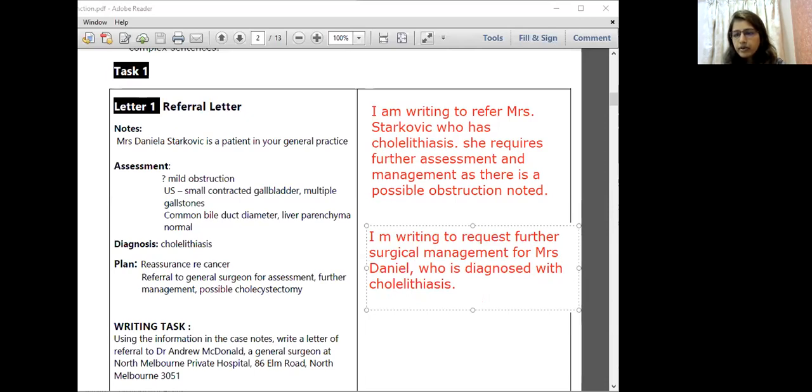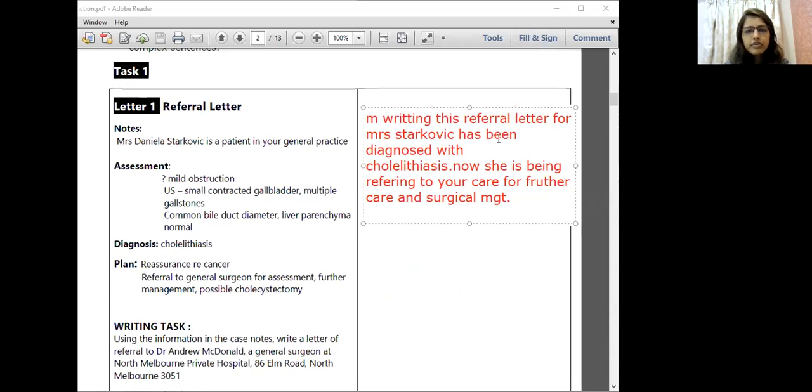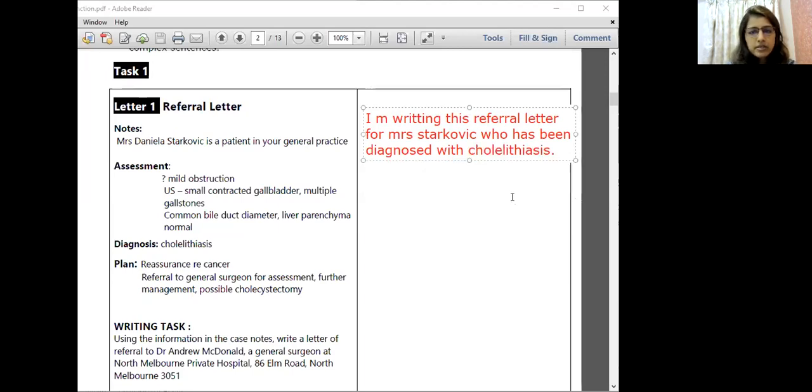And I have one more here. Okay, so here in the response that you have written, Kamlesh, I can see some run-on sentences. See, I'm writing this referral for Ms. Starkovic. Here your sentence is ending. Now, how would you connect it with the next sentence is by adding who has been diagnosed with cholelithiasis. And this is repetition. Now she's being referring, or I'm writing this referral. You're repeating the same words. So instead of that, I would probably say she requires your expert opinion or intervention on surgical management.